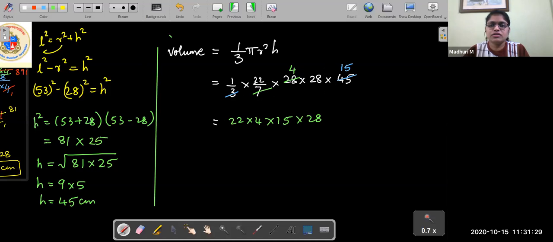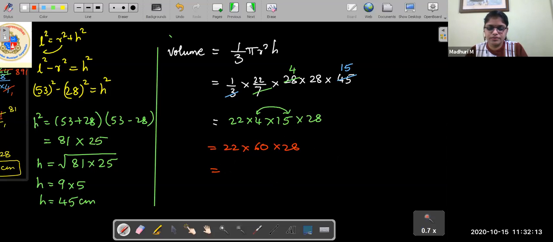Again, to make these calculations easy, always try to multiply such numbers that you get zeros at the end. So 22 times 4 times 15 will give us how much? That would be 60, right, students? And multiply it with 28. You have to do these small calculations, and finally you would get the answer. Anyone, quickly try out the calculations and check what will be the volume for this. 22 times 60 times 28.